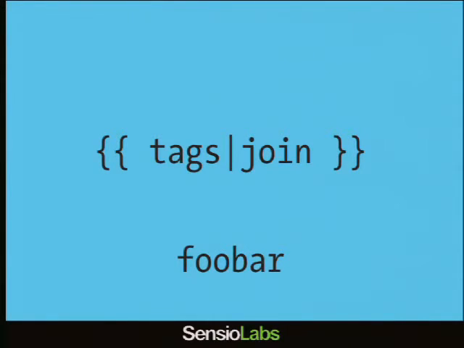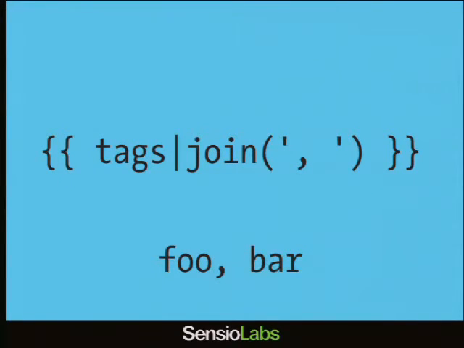And sometimes the filters can take arguments. The way you can pass arguments to a filter is by using parentheses, and then you pass as many arguments as you need to. So here I say, okay, I want to join all the tags, and I want the tags to be separated by a comma and a space, right? Pretty easy to understand.